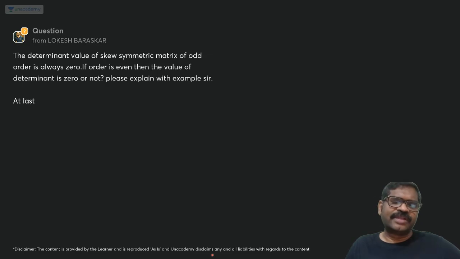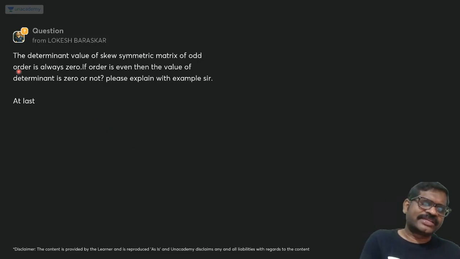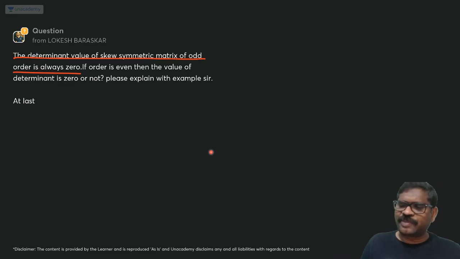The determinant value of a skew symmetric matrix of odd order is always 0. Even order, no comment. Only odd order, correct. Odd order is 0 is correct. If even, whether the value of determinant is 0 or not, if it is 0, I will give the property. You can't comment on that.